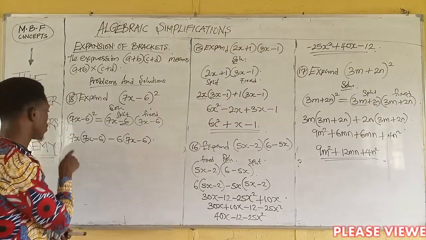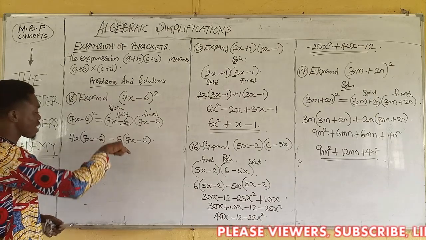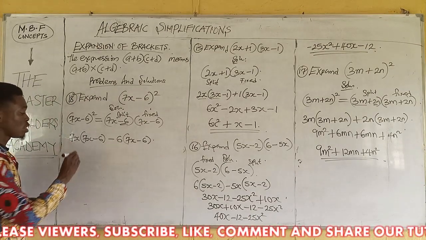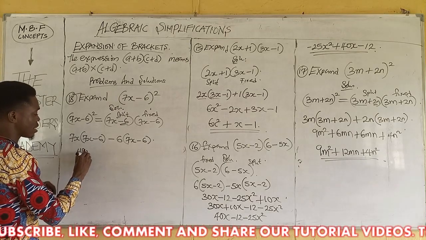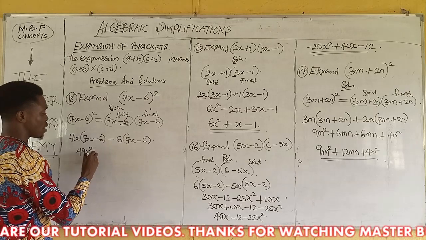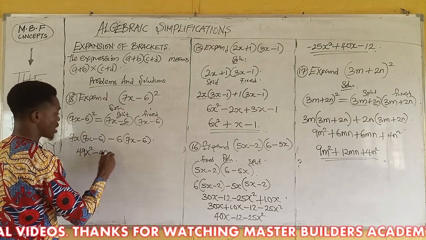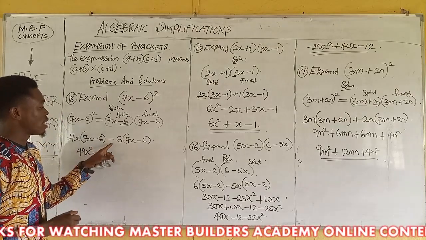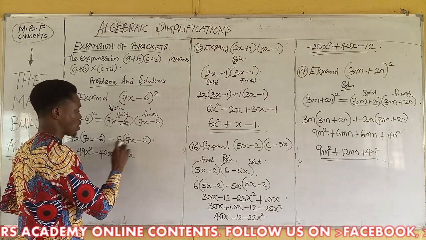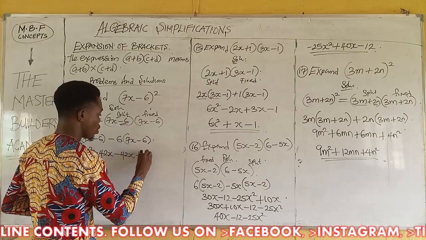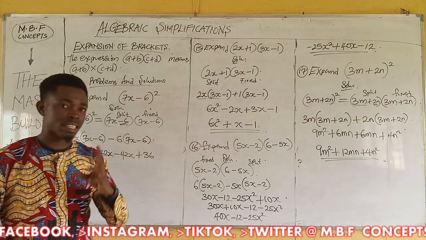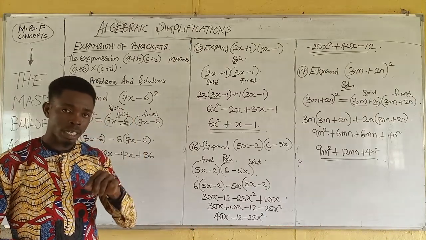Are we there? Now for this question, 7x times 7x, we are going to have 49x squared. Of course, 7 times 7 is 49, and x times x is x squared. We are done with that. 7x times minus 6, guys, we are going to have minus 42x. We are done with that. Then minus 6 times 7x, we are still going to have minus 42x, and minus 6 times minus 6, we are going to have plus 36. Don't forget that minus times minus is plus, and 6 times 6 is 36.